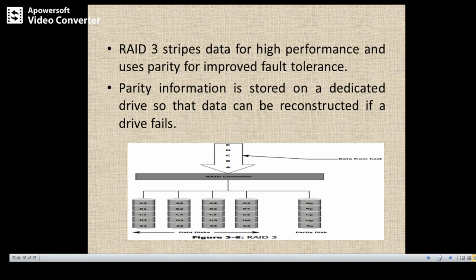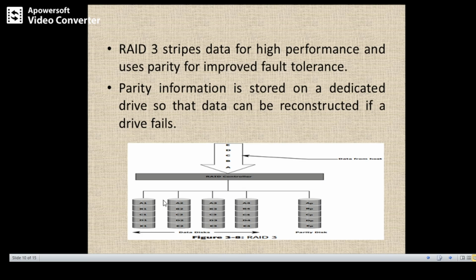RAID 3 strips data for high performance and uses parity for improved fault tolerance. So here we can observe that we have the data from the host like A, B, C, D and E, and we store the data like A1, B1, C1, D1 and E1, A2 here, A3 here, A4 here. I will take this as disk A, disk B, disk C and disk D.